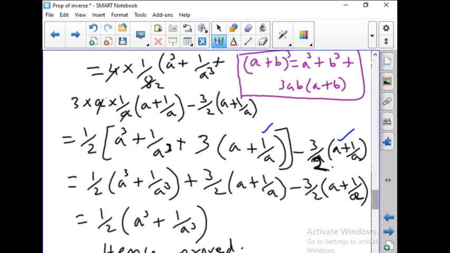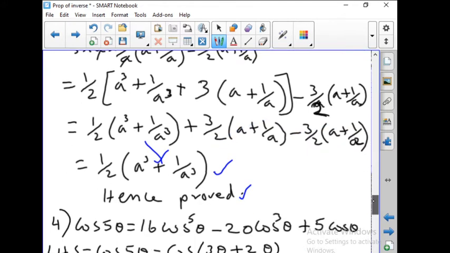Now take this 1 by 2 inside. So 1 by 2 into a cube plus 1 by a cube plus 3 by 2 into a plus 1 by a minus 3 by 2 into a plus 1 by a. So the second and the third term gets cancelled. So remaining is 1 by 2 into a cube plus 1 by a cube. Hence we have proved it. Then fourth question.